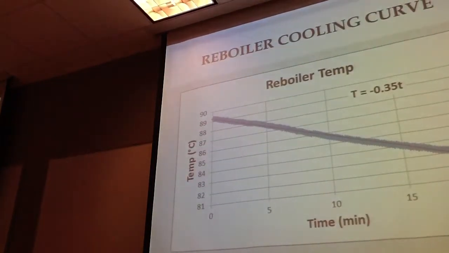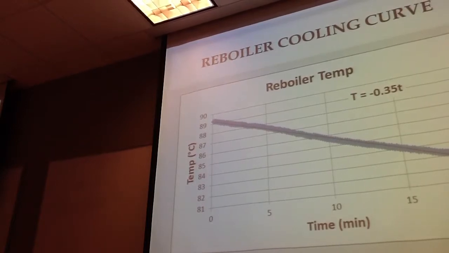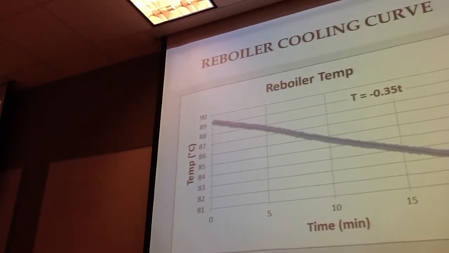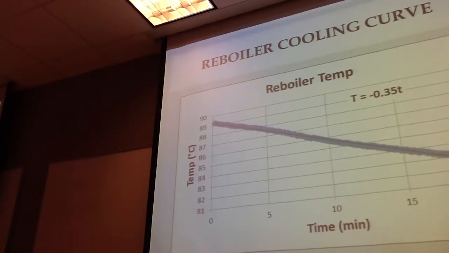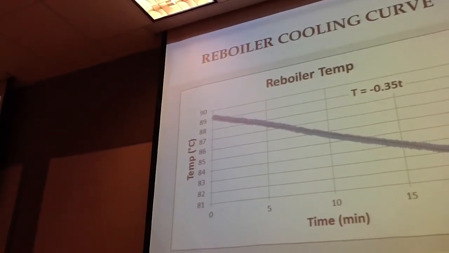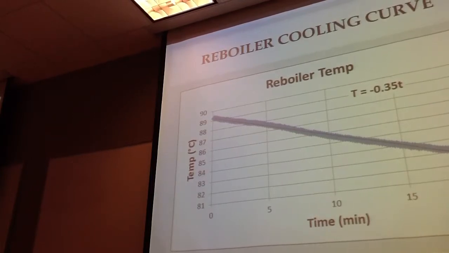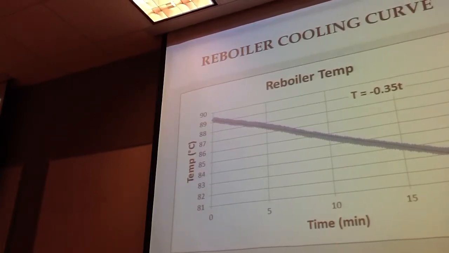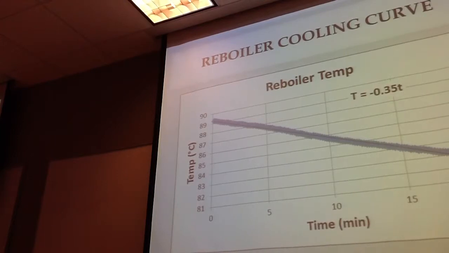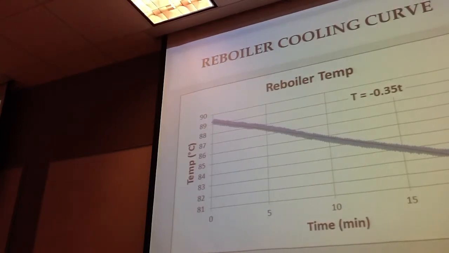This was a cooling curve I made right back at the beginning of the project. This was just with the column sitting idle and cooling off from just over 89 down to about 82.5, and we calculated that it loses about 0.35 degrees Celsius per minute.